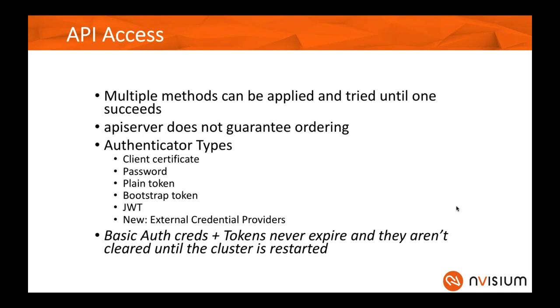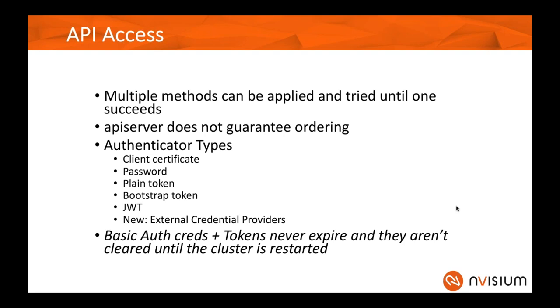There's a bunch of different authenticator types, and you can use more than one. You can use passwords, tokens, JWT. Client certificates with X509 is definitely a way to go. Newer is external credential providers, which, as you're starting to see more managed Kubernetes services, probably become a de facto way of doing things.